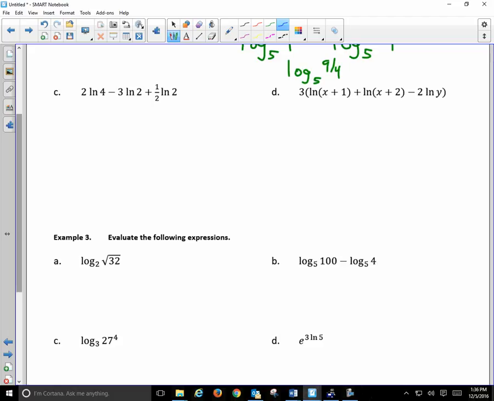So I'm going to start by distributing the 3 through. I'm going to have 3 natural log of x plus 1 plus 3 natural log of x plus 2 minus 6 natural log of y. So now I will take the coefficient out front.